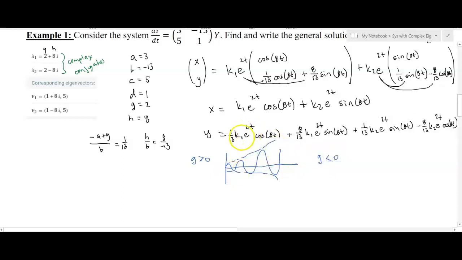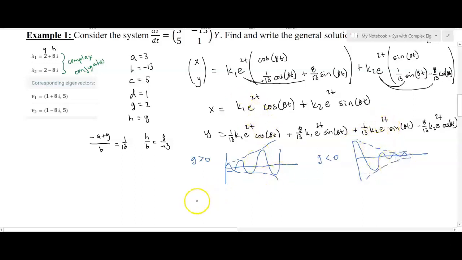versus if g was less than 0, that would mean we'd have like e to the negative 2t, and that would be an exponentially decaying sinusoid, and that would look more like this, something we've seen before. And again, exponentially decaying amplitudes, we would see that we could contain that.